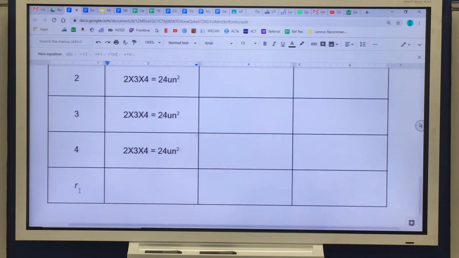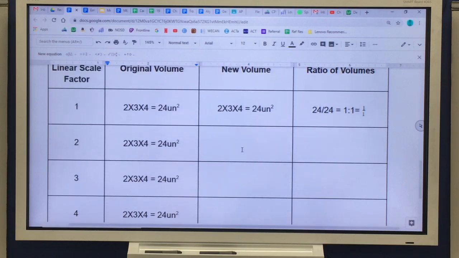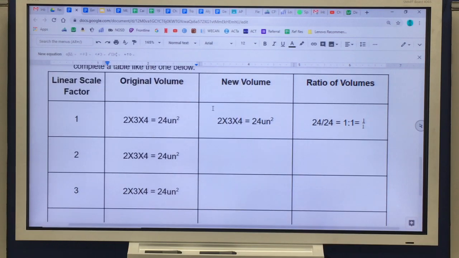And no matter what I do, no matter what number goes in here, it doesn't matter if I make it 12,000 times bigger or just 4 times bigger, the original volume is the original volume. So I'm just going to fill that in here and we're done. Okay, so all the way down that first column, the original volume is the original volume.